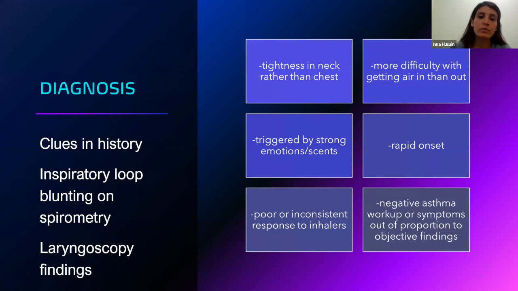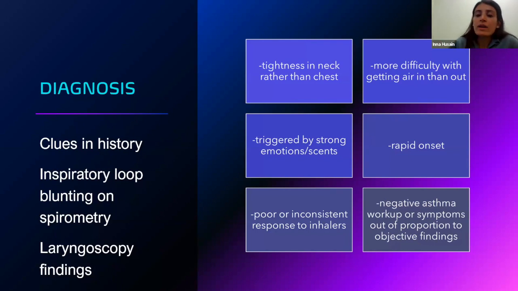So patients often will feel like the neck or the throat feels really tight. They may feel like it's hard to get air in. Sometimes people will say it almost feels like I'm breathing through a straw. The symptoms seem to be triggered by non-traditional things, so scents, emotions, those types of things. Cold air can trigger it. It seems to come on very rapidly and doesn't respond in the same way that their asthma normally responds to treatment.